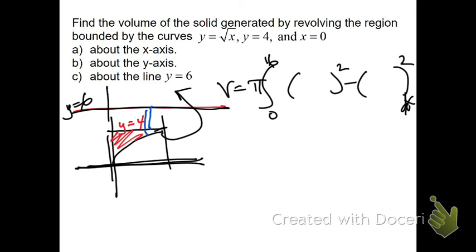Subtract big R, top minus bottom though, 6 minus whatever that curve was. So it's 6 minus the square root. The other one is 6 minus, what are the two curves you're touching from here to here? 6 minus 4.